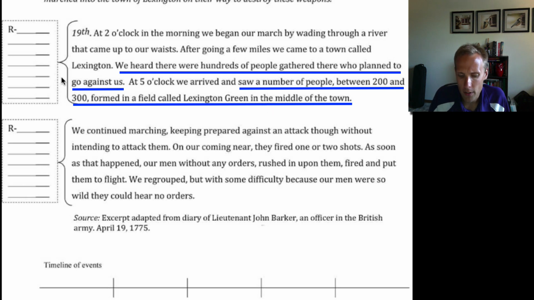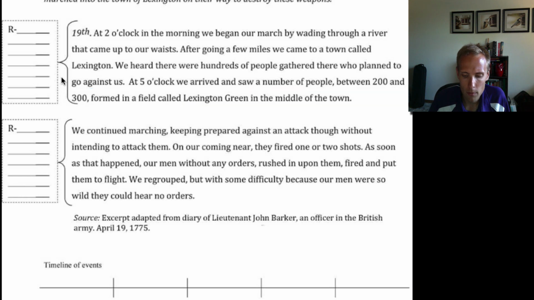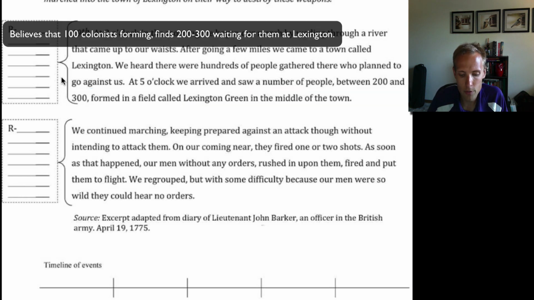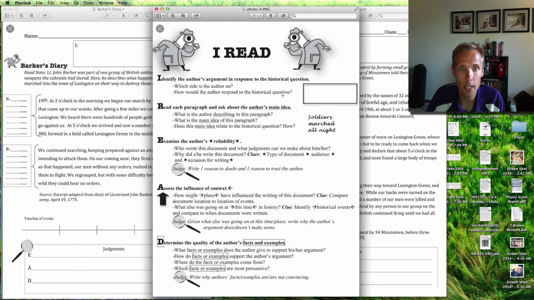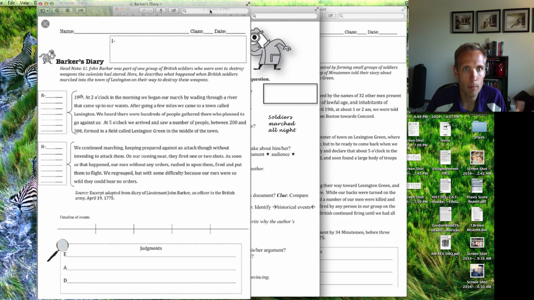Over on the side here, I'm going to note that Barker believes that hundreds of colonists were forming and finds apparently 200 to 300 colonists waiting for them at Lexington who planned to attack them. Okay. So if we look at I-READ again, does this main idea relate to the historical question? Yes, he is talking about Lexington Green, talking about the colonists, the Minutemen who met them at the battlefield.